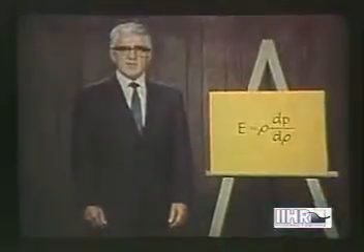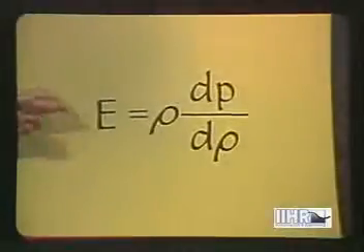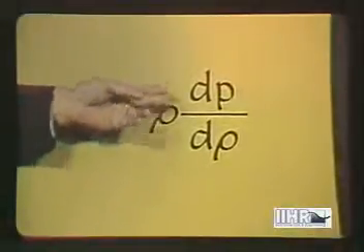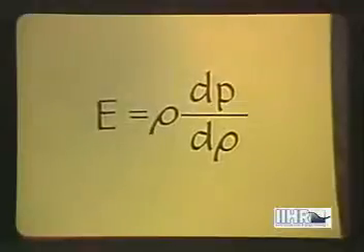In the last 4 films, we have tacitly assumed that we were dealing with a fluid of zero compressibility. Since compressibility and elasticity are inversely related, assuming a fluid to be incompressible is the same as considering its modulus of elasticity, rho dp d rho, to be infinitely great.